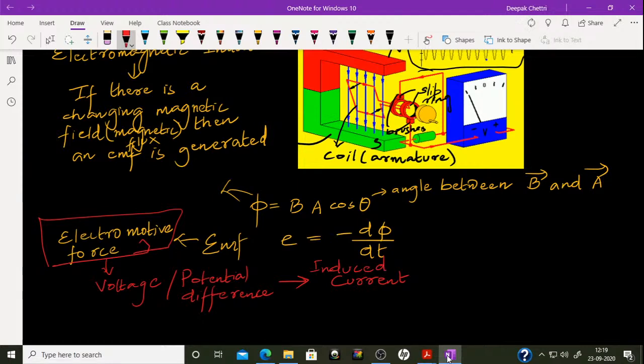So EMF is clear. What is EMF? EMF is not a force, it is a voltage that can produce current, right? It is a potential difference. Okay, so let me just erase that.